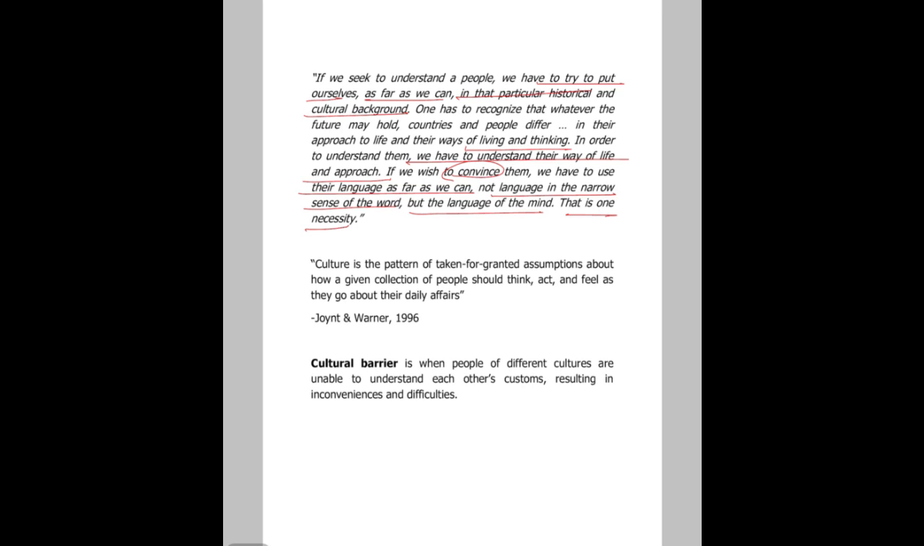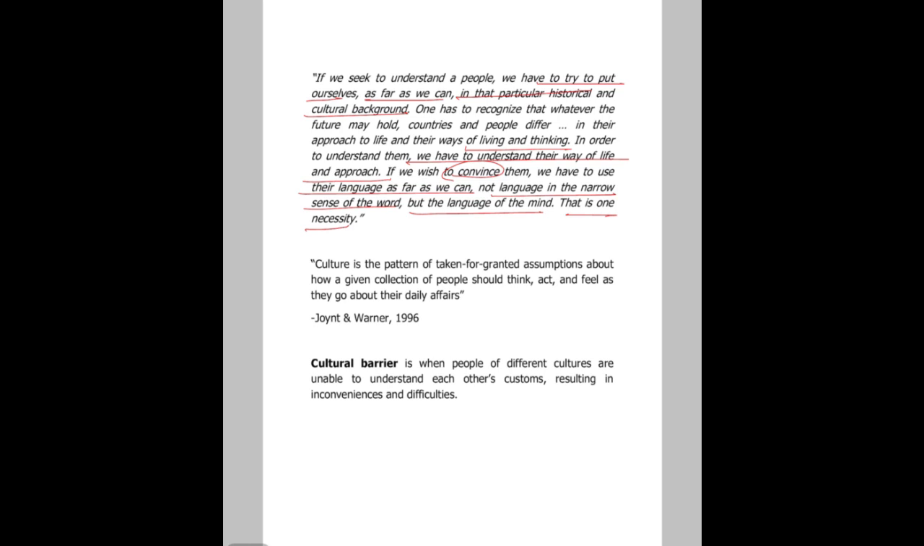So one has to recognize whatever the future may hold. Ibig sabihin, we need to recognize, we need to acknowledge that we are really different from one another. We have different ways on how we are going to think. Iba-iba tayo ng way ng pag-iisip. Iba-iba tayo ng pamumuhay, kung paano tayo mabubuhay everyday. We have different lifestyle. So in order for us to understand one another, we have to understand those two things. The way of life and the way on how we are going to approach the people.